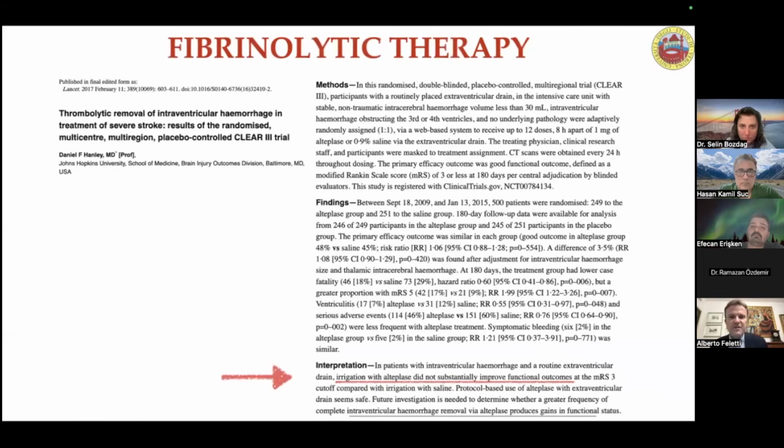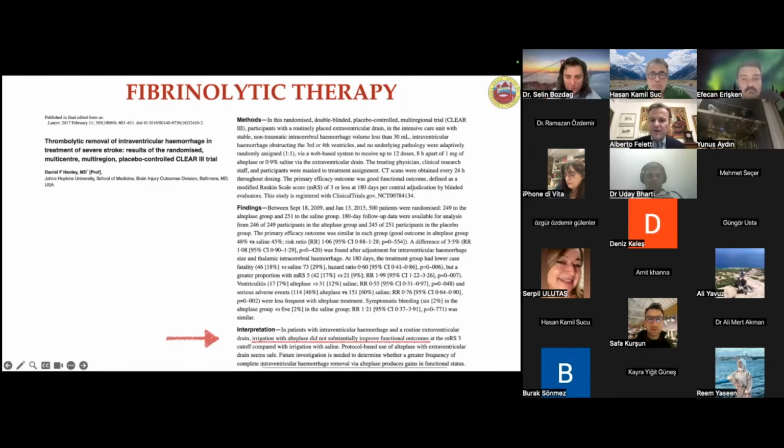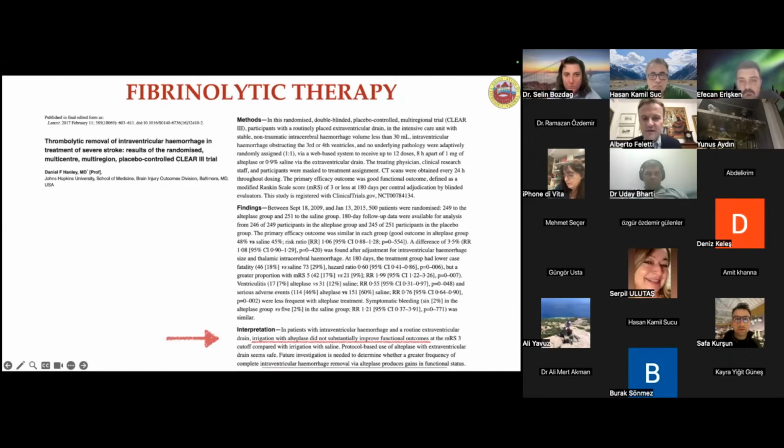Fibrinolytic therapy has been used to try to speed up the lysis process. However, we know that the irrigation with fibrinolytic therapy does not substantially improve functional outcomes, as it is clearly stated in the literature. Moreover, it is true that after a few days, we can see on the CT scan that apparently the blood is getting lysated, so less evident.